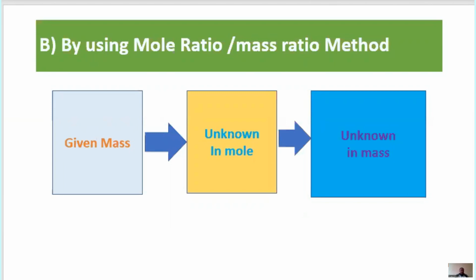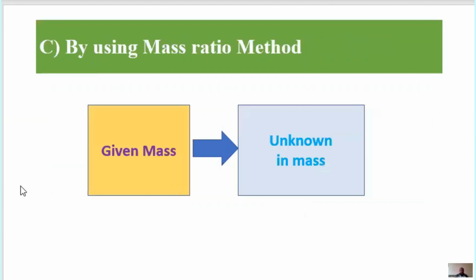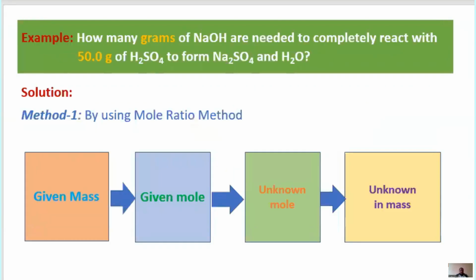And the third method is by using mass ratio method only, which is the shortest and simplest way of calculating mass conversions, okay, in which the given mass is converted into what? The unknown mass. Okay, let's calculate this example by using what?